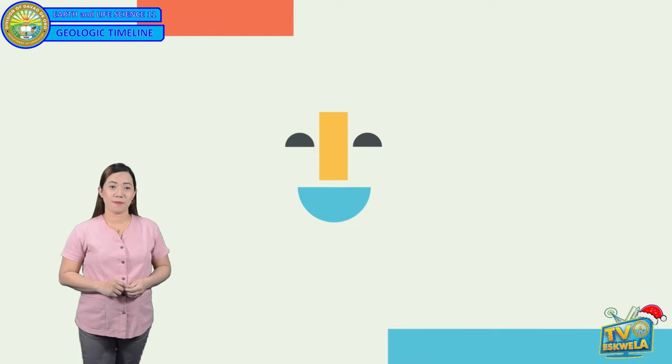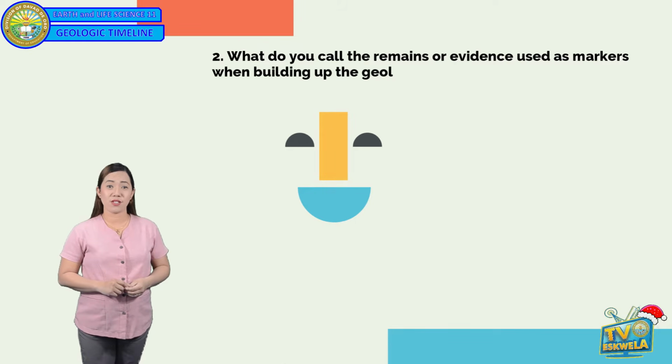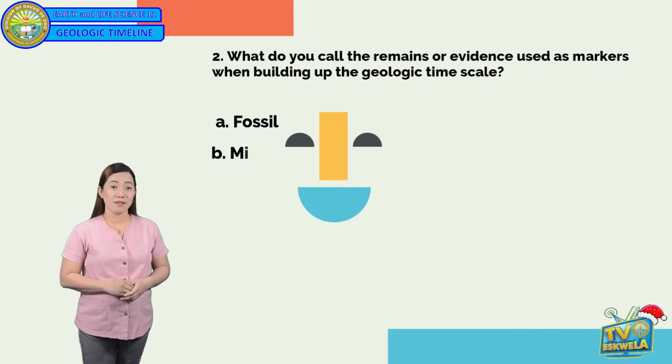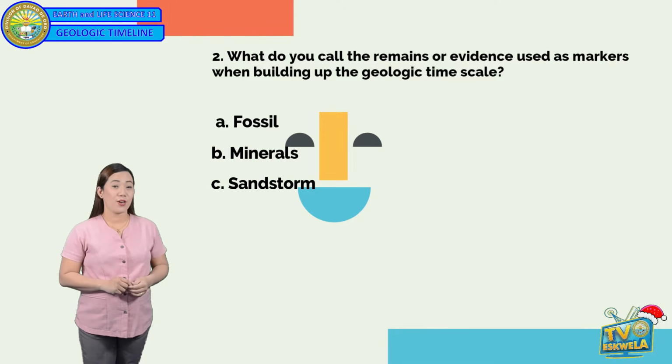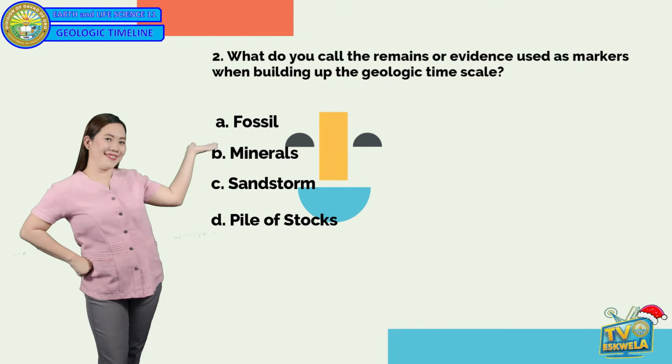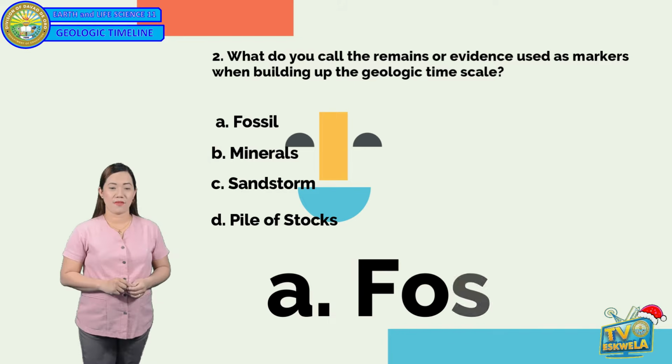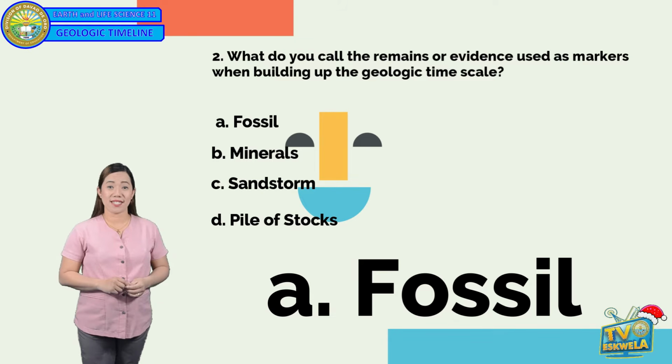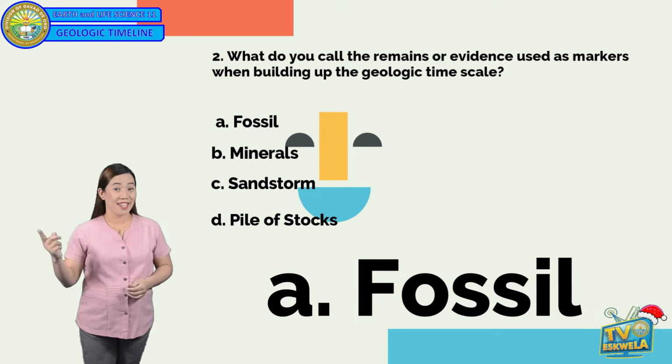Number 2. What do you call the remains or evidence used as markers when building up the geologic time scale? A. Fossil. B. Minerals. C. Sandstone. Or letter D. Piles of rock. The correct answer is letter A.